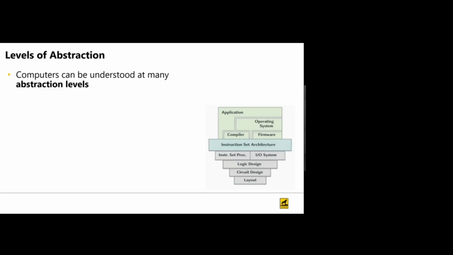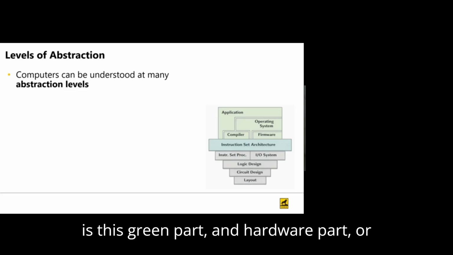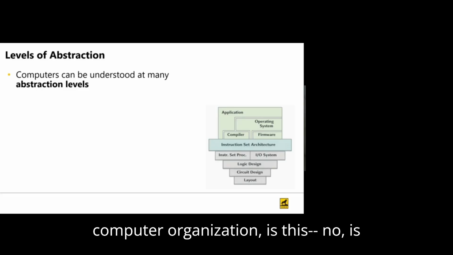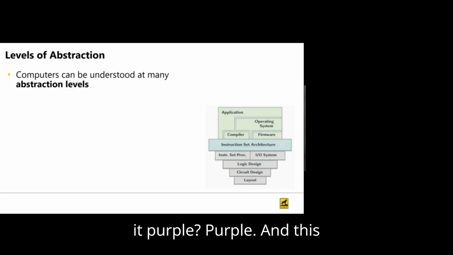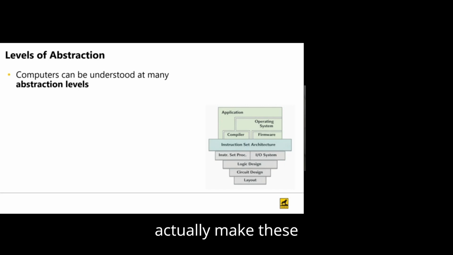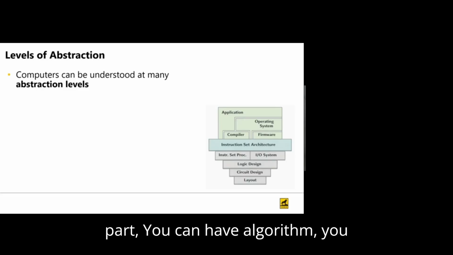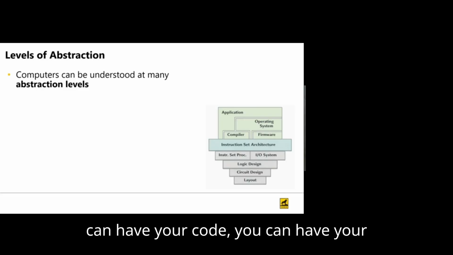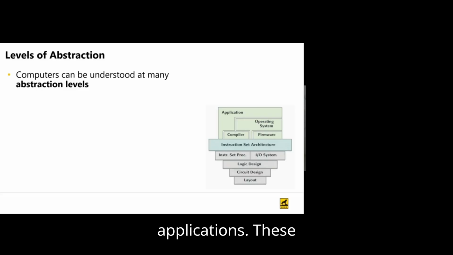Software part is this green part, and hardware part or computer organization is this, I don't know, is it purple? Purple. And this between is the main part that actually makes these applications portable. It's called ISA, or instruction set architecture. So in a software part, you can have an algorithm, you can have your code, you can have your applications.